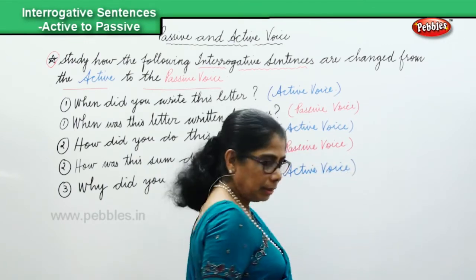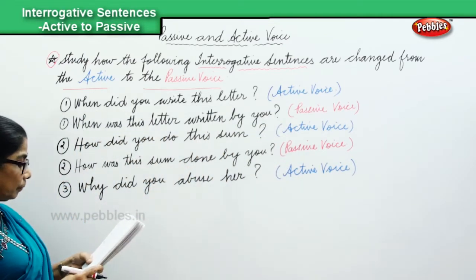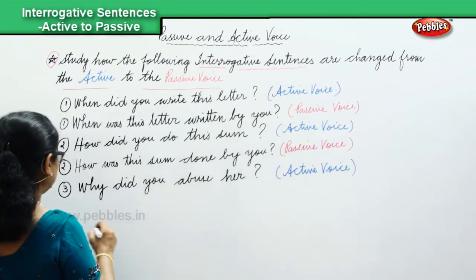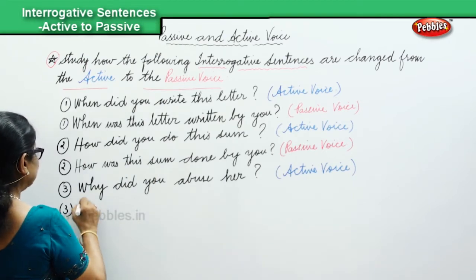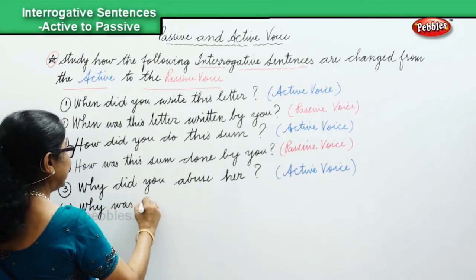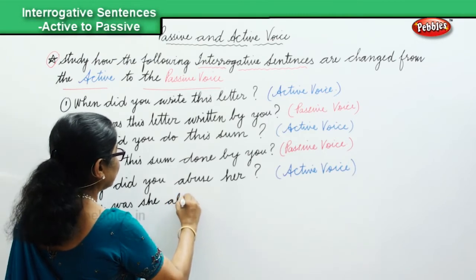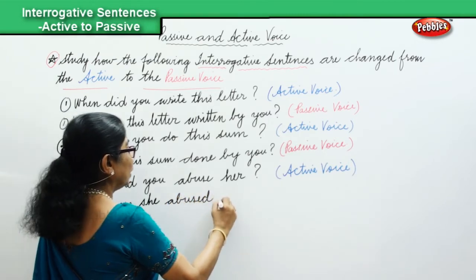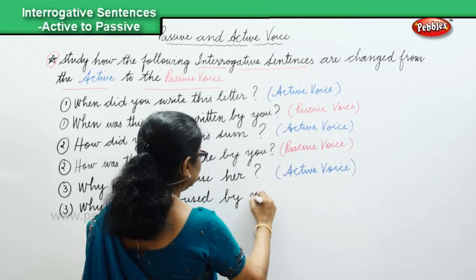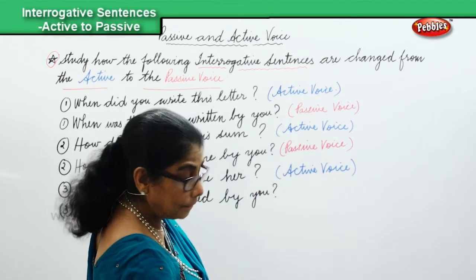We're going to change the sentence which is in the active voice into passive voice. Why was she abused by you? That's an interrogative sentence, and it's in the passive voice.